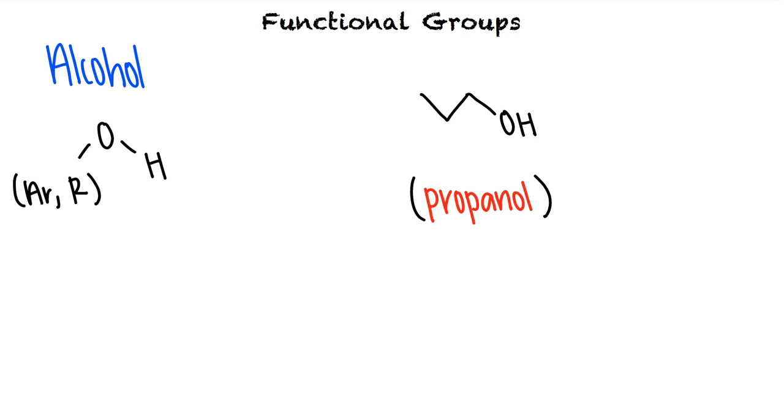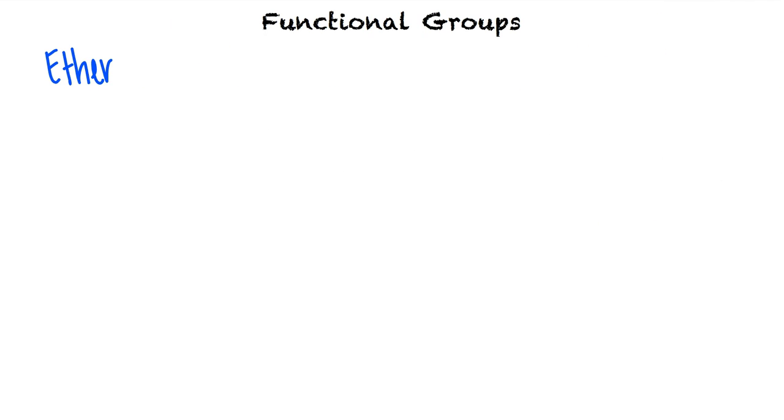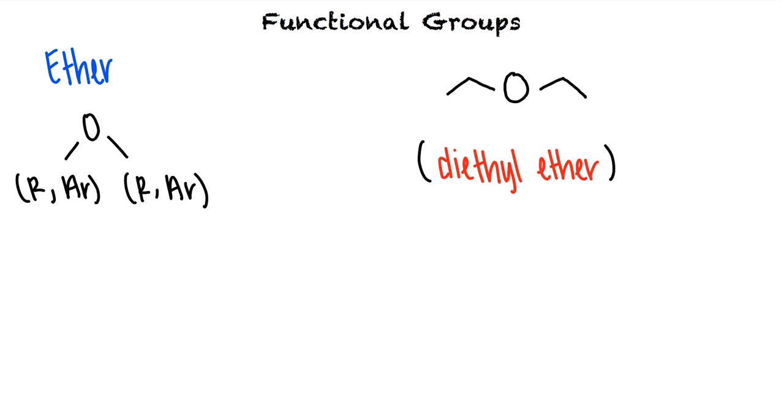Moving on, the ether functional group consists of an oxygen bonded to two R or Ar groups. An example of this is diethyl ether. The epoxide functional group looks similar, but instead consists of a three-membered ring containing oxygen.